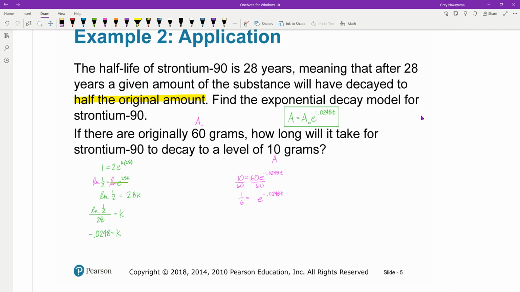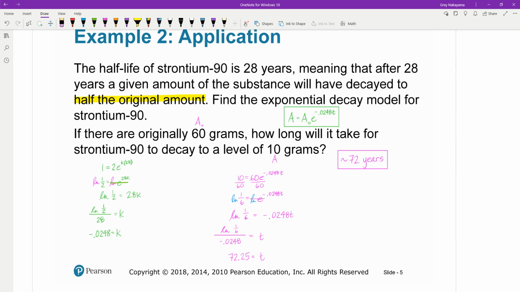Trying to get the variable out of the exponent, I got to take the ln of both sides. I am composing inverse functions here, so I get the exponent. So ln of 1/6 equals negative 0.0248t. Divide by that decimal, and I get an answer of 72.25. And in this case, that's going to tell me my answer is approximately 72 years.